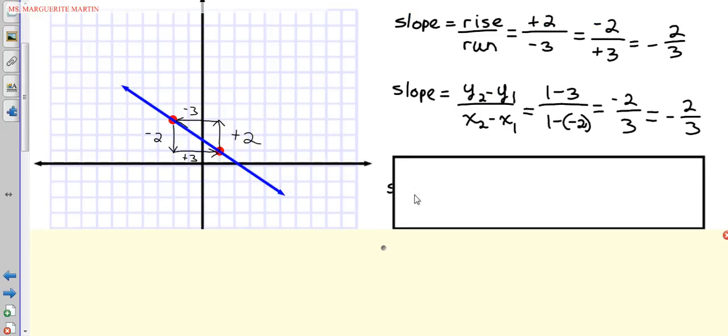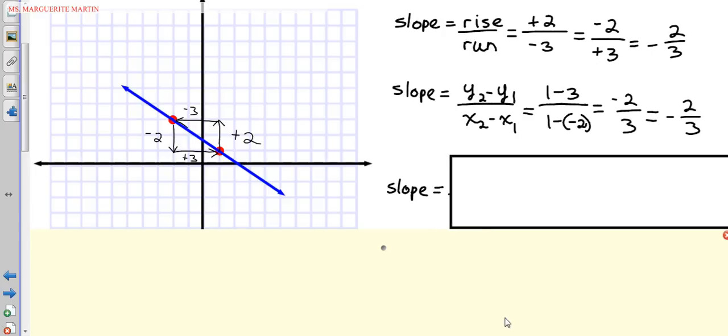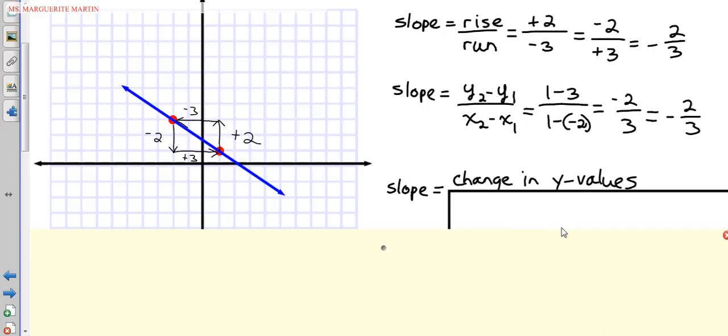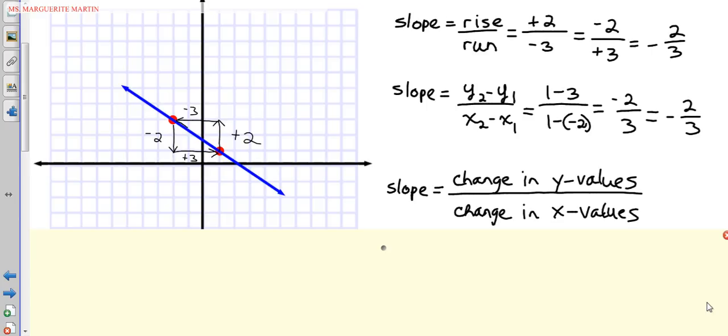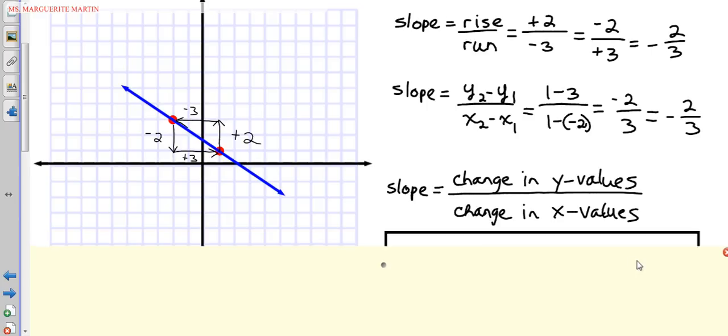Now, write slope again. Slope can be described in words. We have rise over run in words, and we have a formula: y sub 2 minus y sub 1 over x sub 2 minus x sub 1. But we could write the words like this. Slope is a change in y values over a change in x values.